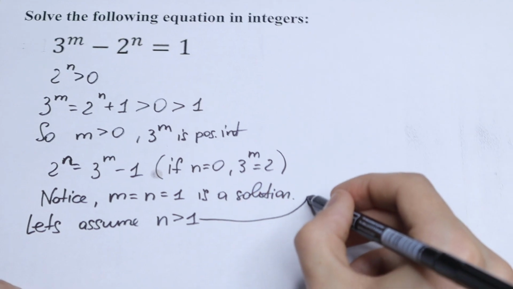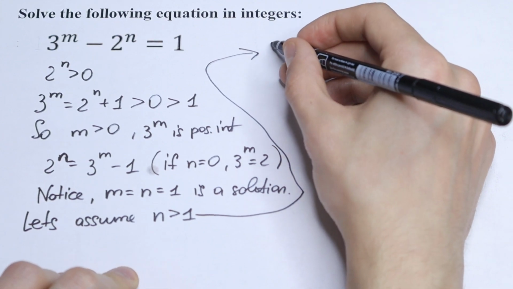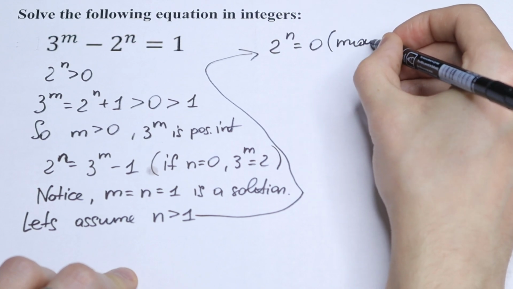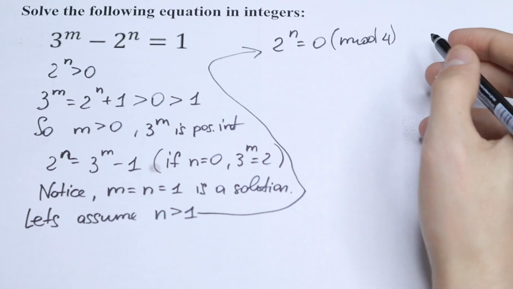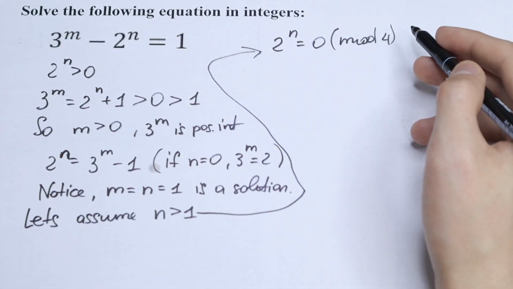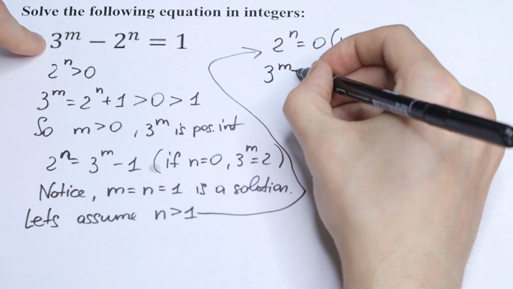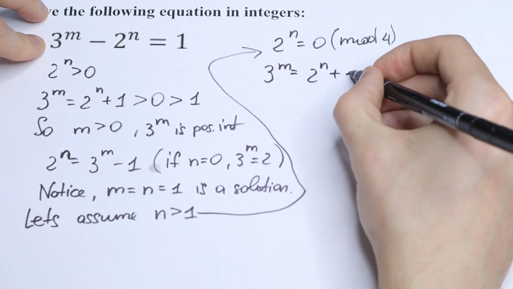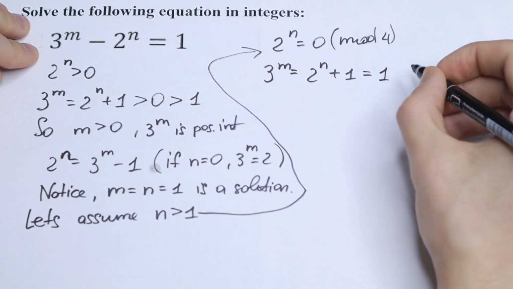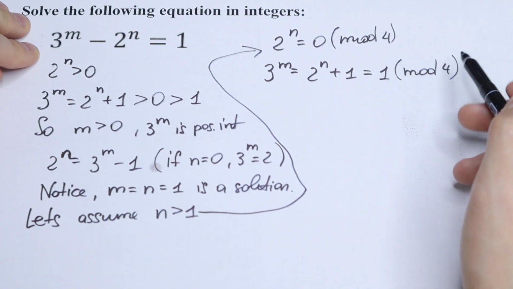So what we'll have next? If n is greater than 1, then we'll have that 2 to the power n is equal to 0 mod 4. That means that 2 to the power n is congruent to 0 modulo 4. And what we're going to do next? Let's express from here 3 to the power m equal to 2 to the power n plus 1. What we'll have? This is congruent to 1 modulo 4.